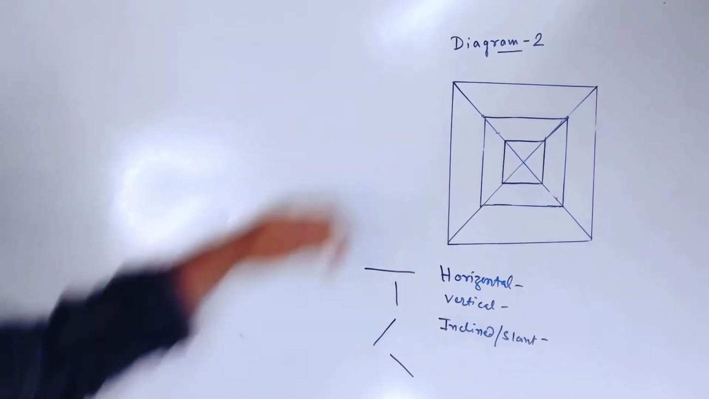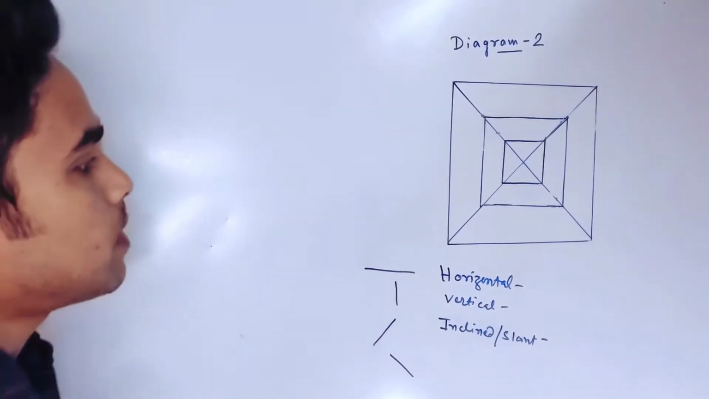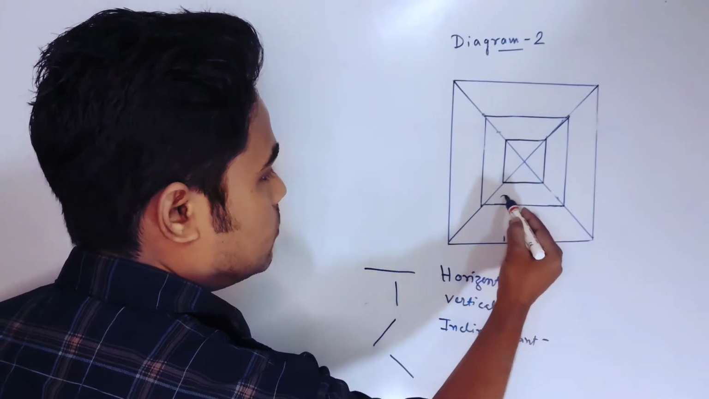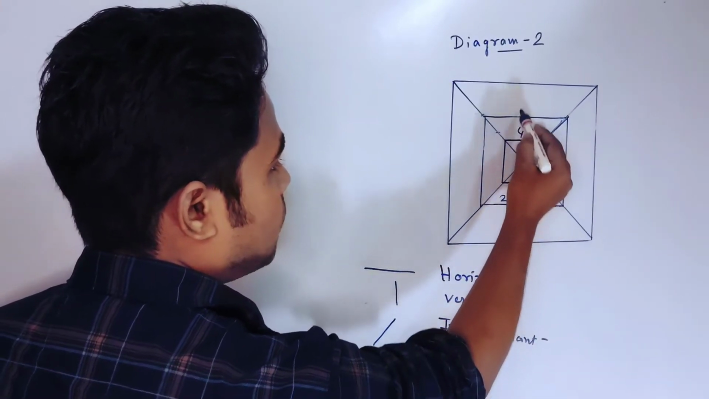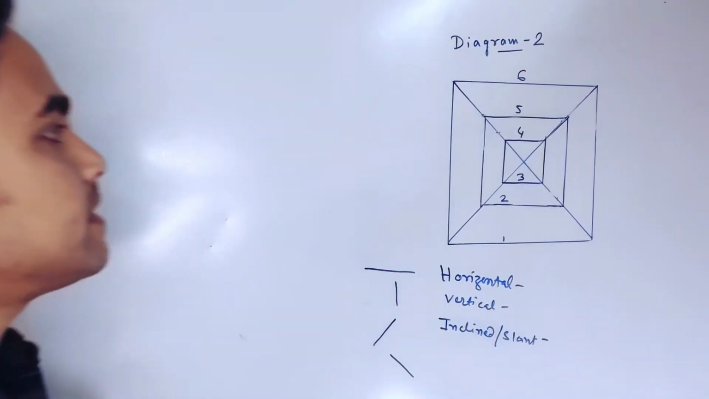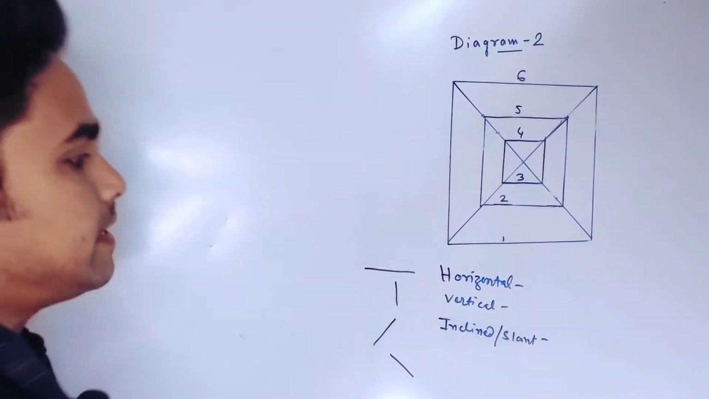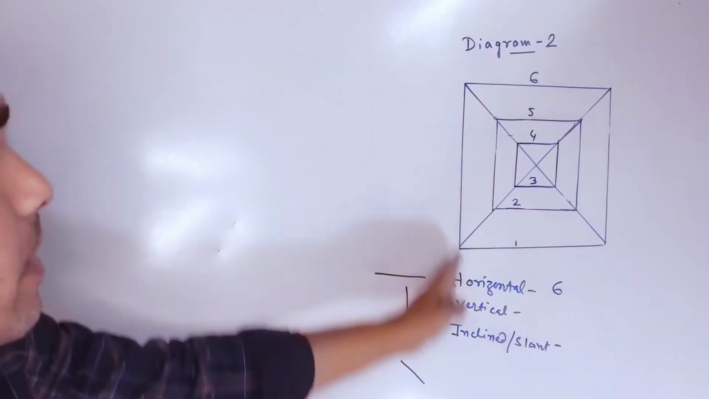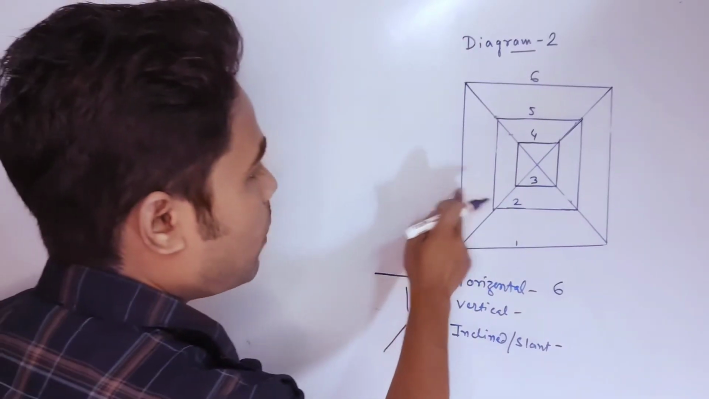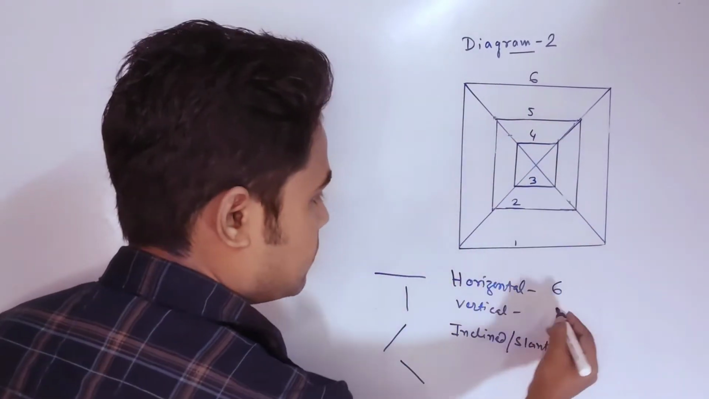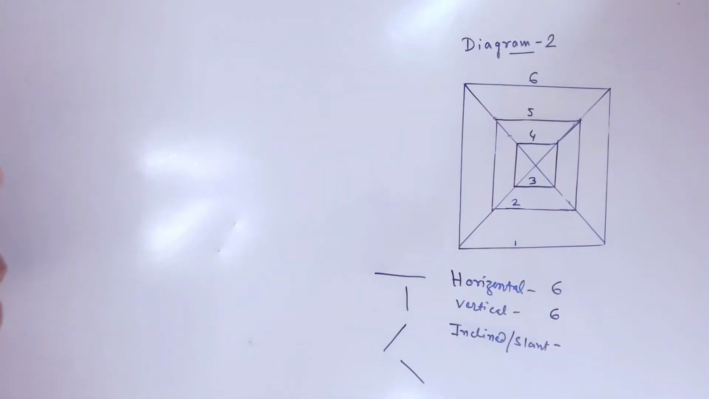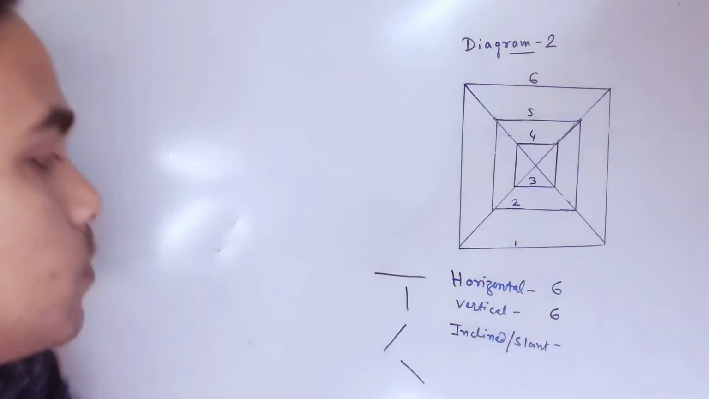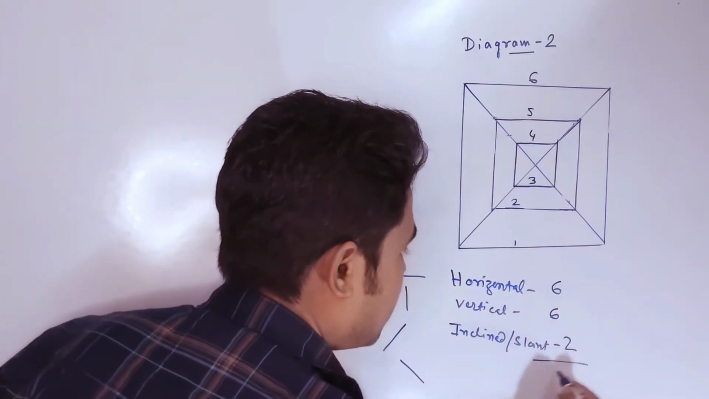Let us first count horizontal lines. Here you look in the diagram, 1, 2, 3, 4, 5 and 6. How many horizontal lines are there? There are 6 horizontal lines in total. So let us write here 6. Now vertical lines. How many vertical lines are there? 1, 2, 3, 4, 5 and 6. Here also you write 6. Now let us count the inclined lines. How many inclined lines are there? 1 and 2. So in total there are 14 lines.